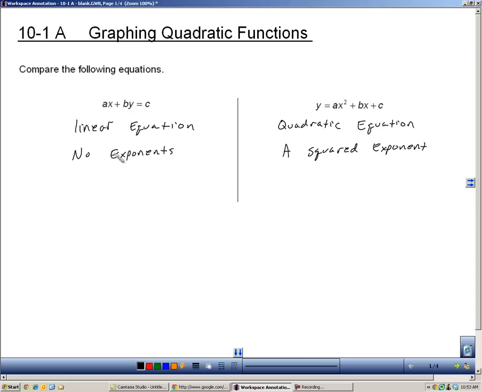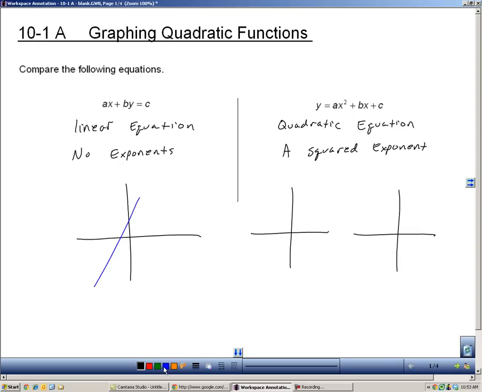Also, back in chapter 5, we learned that a linear equation has a graph that's a straight line, something maybe like that. Whereas a quadratic equation creates a new shape that you may not be able to recognize right now. It looks like this. It's either a U that's upside down or it looks like a U. And this is called a parabola. So when you graph quadratic equations, you graph this thing called a parabola.